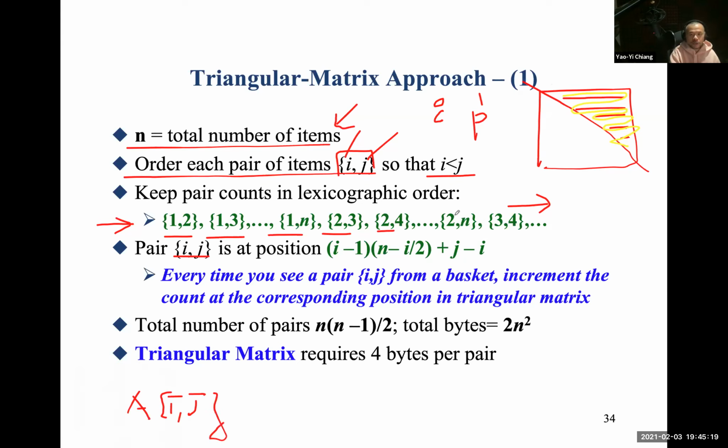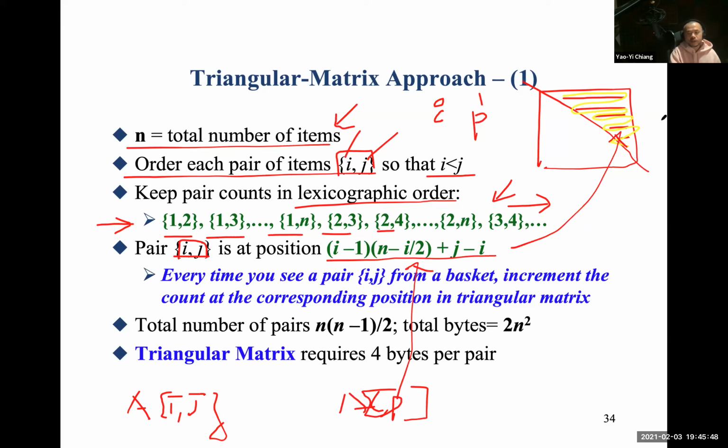But if you store them in this lexicographic order, you just take ij and compute the location of the ij. This is the lexicographic order. Based on this scanning sequence, you'll be able to find it. So you have A, and this A is a one-dimensional vector, and this P is calculated by this. Then you have your counter.